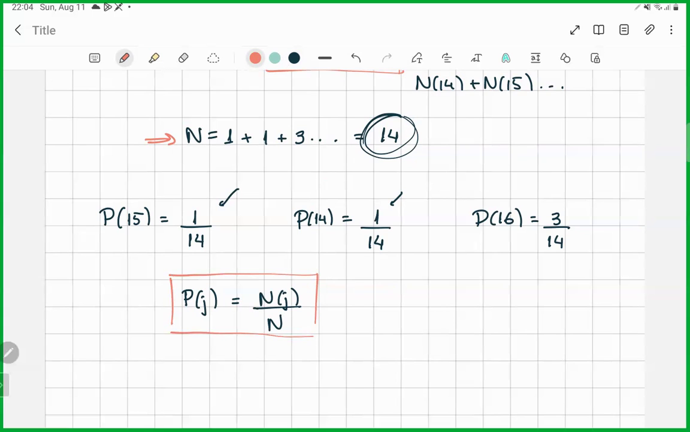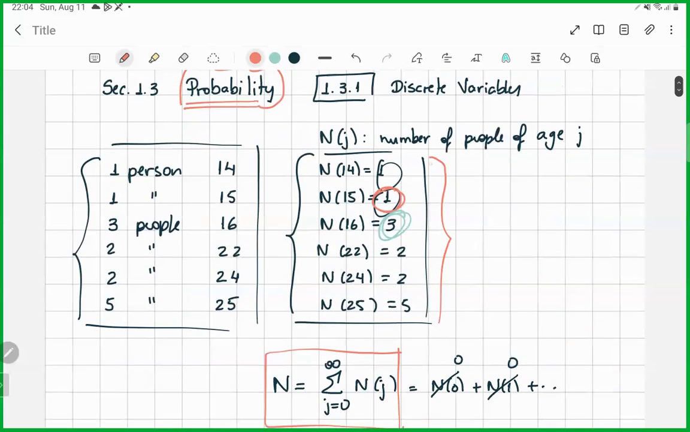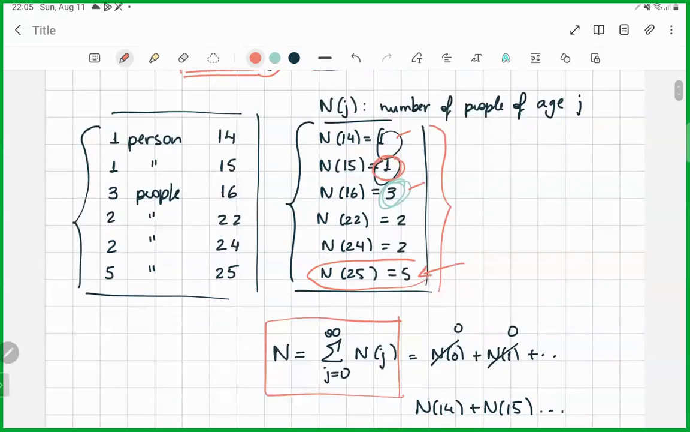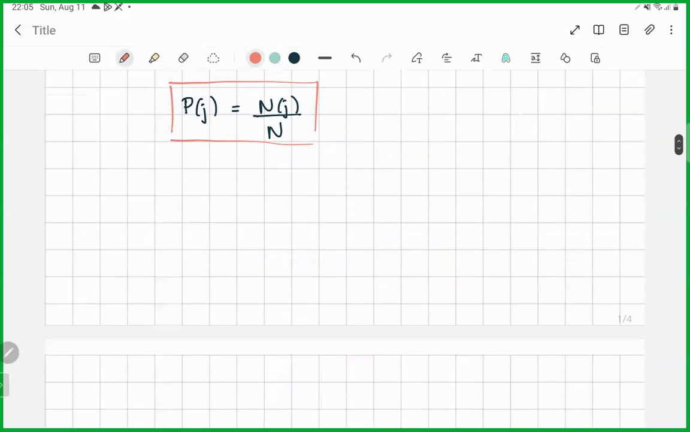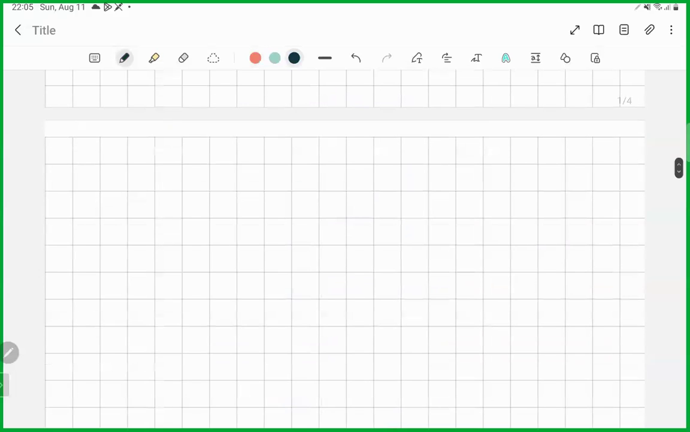Okay, other possible questions that we could ask. What is the most probable age? I can come back here to our list and say, well, one person is 14, 3 are 16, but the most probable is this one. There are 5 people aged 25. So I can see that just by looking at this list. Another good way to see that is if I make a plot. So let me make a graph of this distribution of people, a histogram.